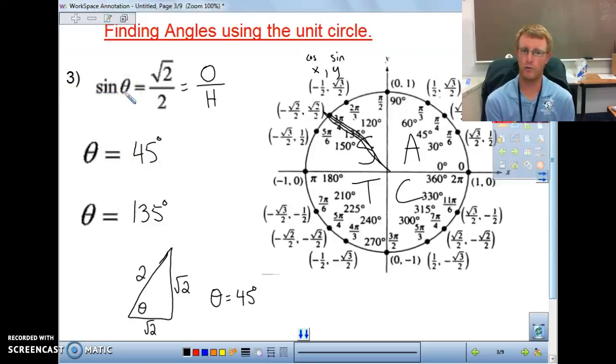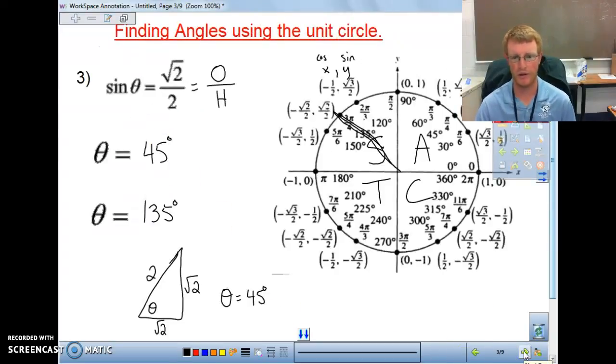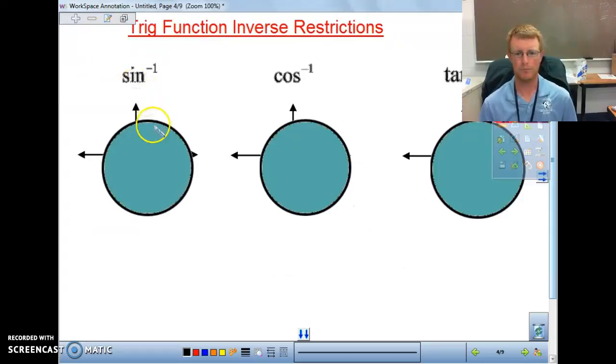So the question is, if sine is going to be equal to the square root of 2 over 2 at two different points, and we get two different answers, then why, when we used the calculator, are we only getting one answer? And there's a good reason for that, and that's what we're going to go over on the next slide. This is a little bit messed up, so it's a little bit better on your paper, so just follow along on your paper.